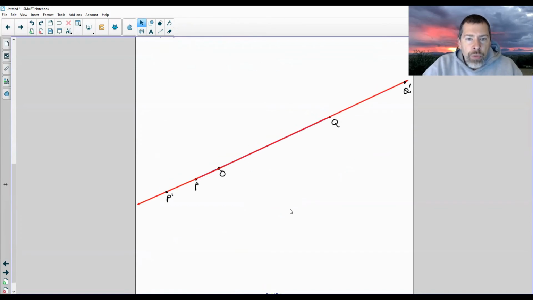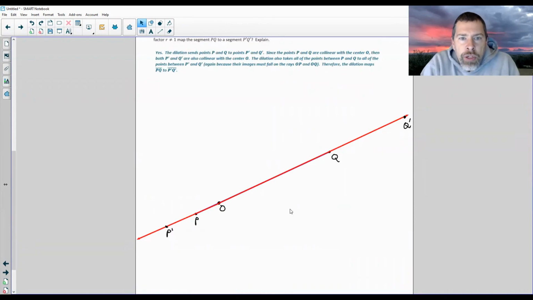So the answer in words is yes, the dilation sends points P and Q to points P prime, Q prime. Since the points P and Q are collinear with center O, then both P prime and Q prime are also collinear with center O. Remember, collinear means on the same line. The dilation also takes all of the points between P and Q to all of the points between P prime and Q prime, again because their images must fall on the rays OP and OQ. Therefore the dilation maps PQ onto P prime Q prime, as in this picture.